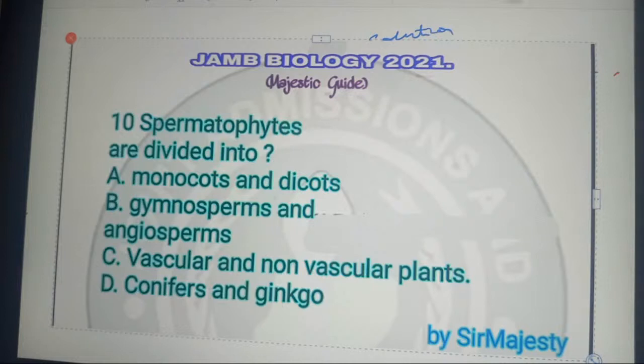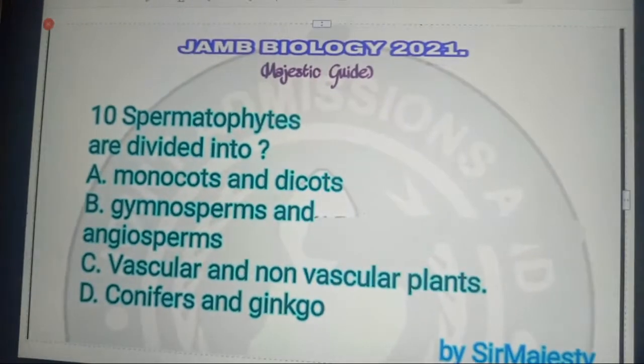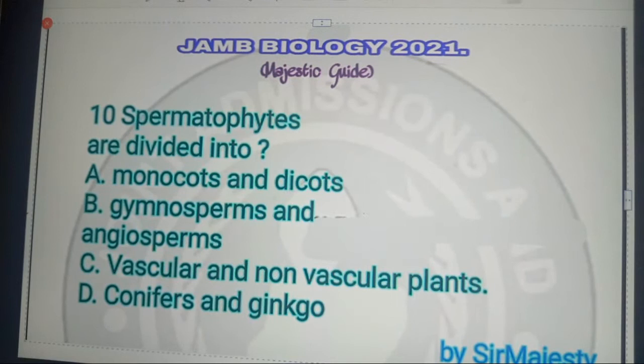So seed plants are divided into non-flowering plants, which are gymnosperms, then flowering plants, which are also called angiosperms. Don't be tempted to answer monocots and dicots. Monocotyledons and dicotyledons are collectively angiosperms. They are all flowering plants.